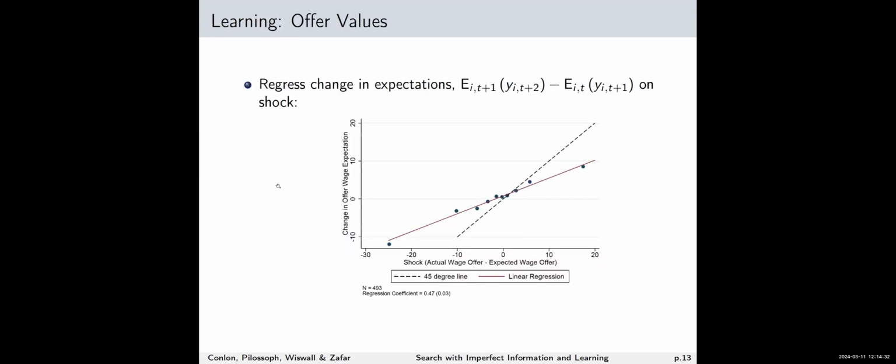In the paper, we have more details about trying to look at how these things correlate with observables and whether or not you're searching. But in the interest of time, I'm just condensing it to the main figures that are important for what comes next.